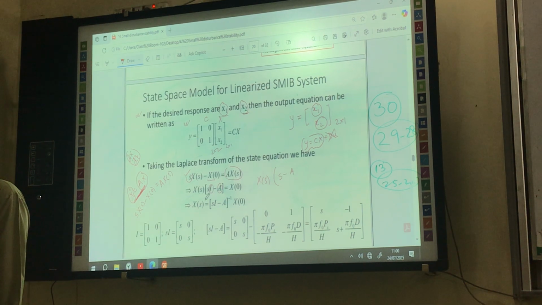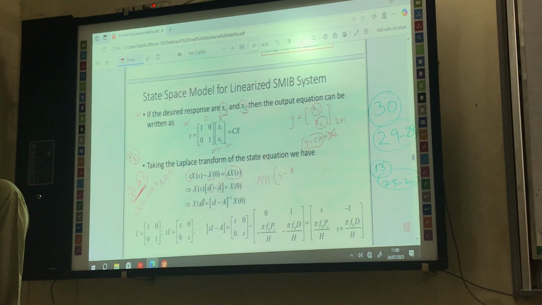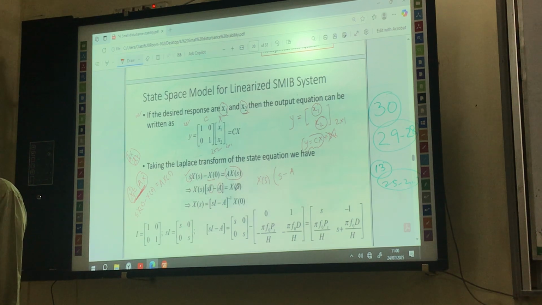Now we want to find the X of s. So what will be the X of s? If you just take this term here, as this is the matrix, and if we take it to the right side, it will be simply the inverse, right? So inverse of this matrix multiplied by X of 0. X of 0 is the initial conditions for the state variables. Okay. Now what is I here? I is a 2 by 2 identity matrix.